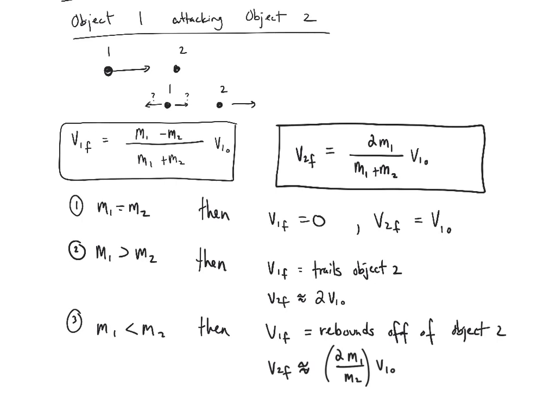It's all relative. But if mass 1 is much, much greater than mass 2, then although it's going to trail the second object, it's not going to lose much velocity at all. It's going to pretty much maintain the same velocity it had. If the second object is much, much greater than the first object, it's going to rebound with pretty much the same velocity it had in the negative direction. Okay, but the idea is that it's going to rebound or it's going to trail. That's the key to these problems.